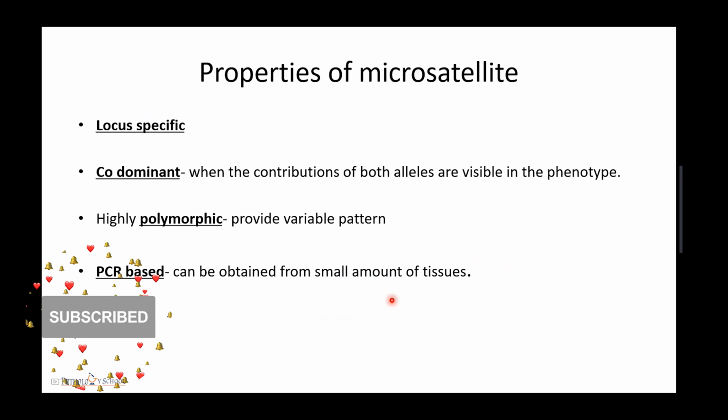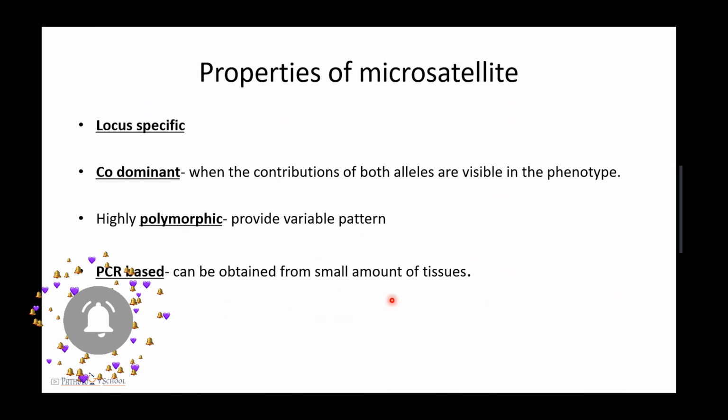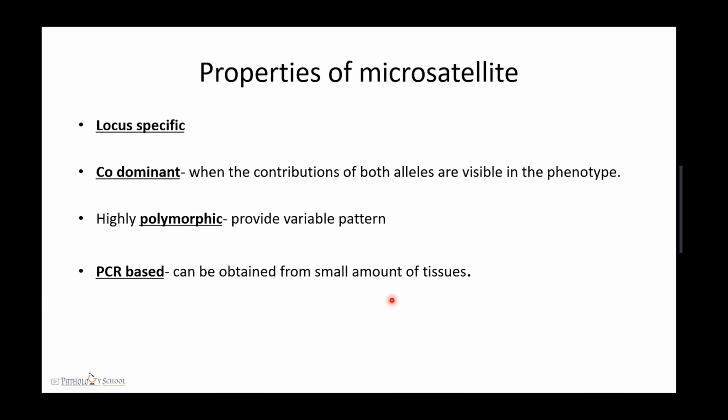Now, what are the properties of microsatellites? They are locus specific. They are codominant. What do we mean by codominant? When the contribution of both the alleles is visible in the phenotype. They are also highly polymorphic, providing a variable pattern.